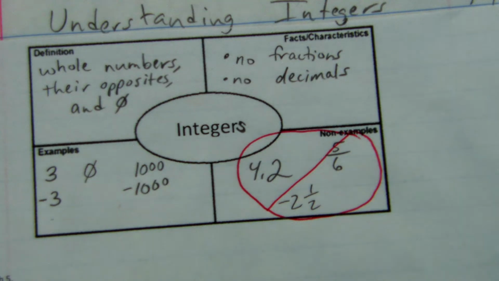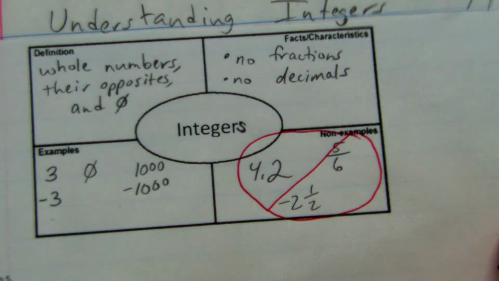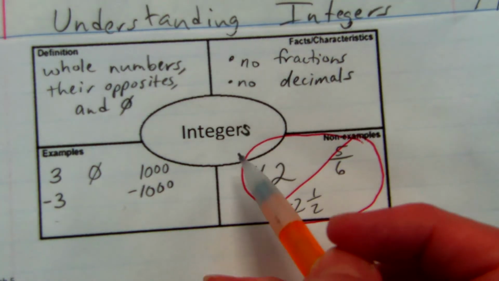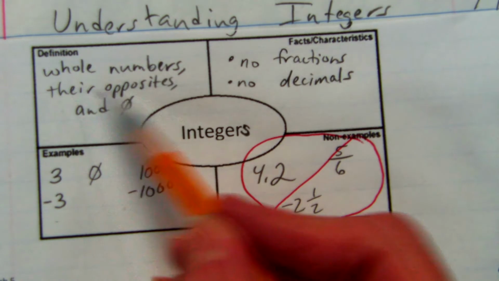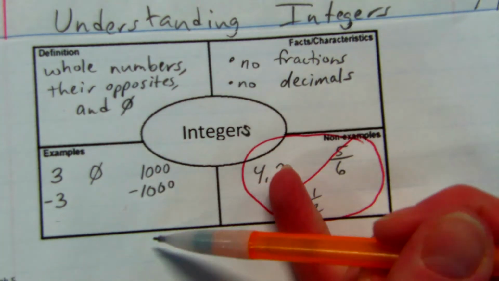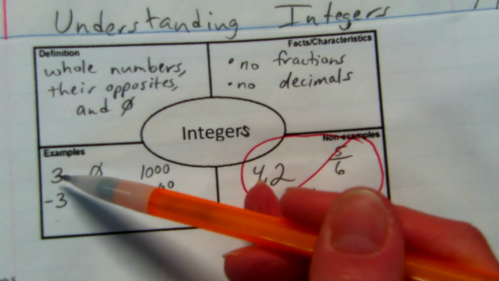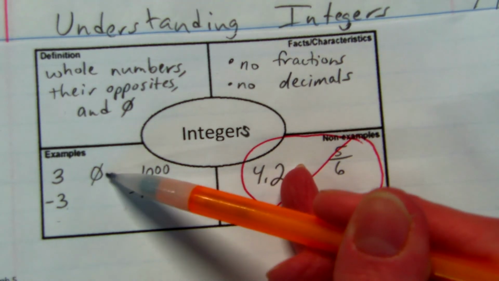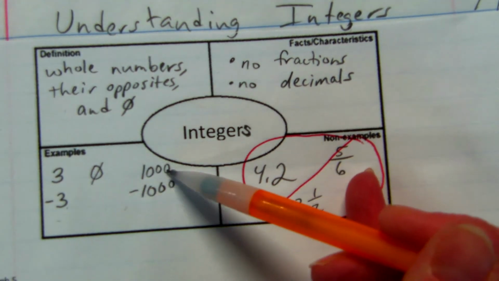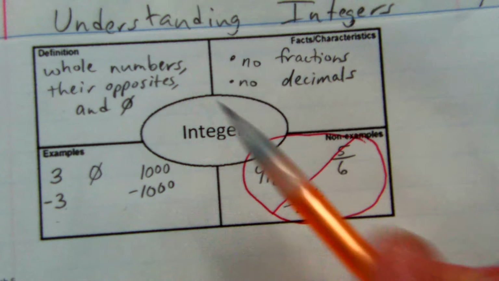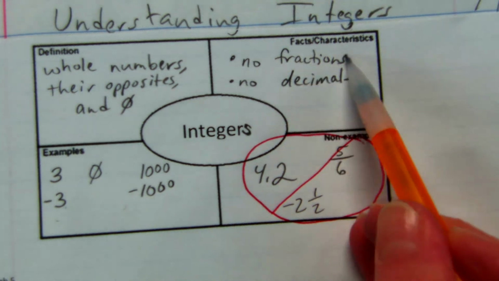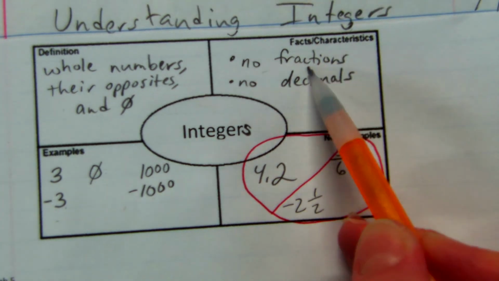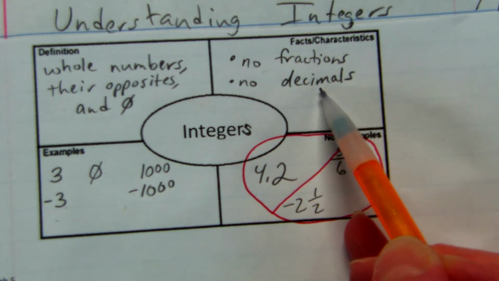Okay, so we are looking at understanding integers today, and we talked about the definition: integers are whole numbers, their opposites, and 0. We've got some examples down here. So 3 is a whole number. The opposite of 3 would be -3. 0 is an integer. They could be big numbers like 1,000, -1,000. Some facts and characteristics about integers: you will not have fractions or decimals.